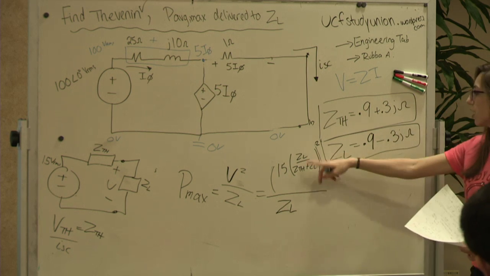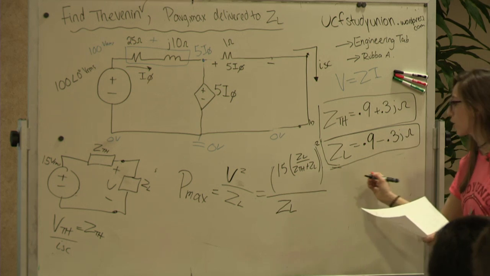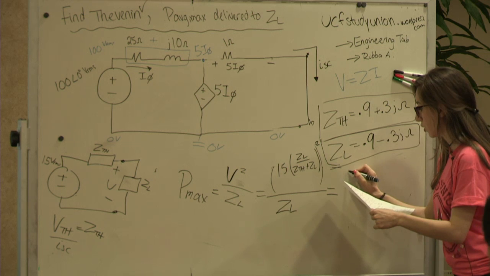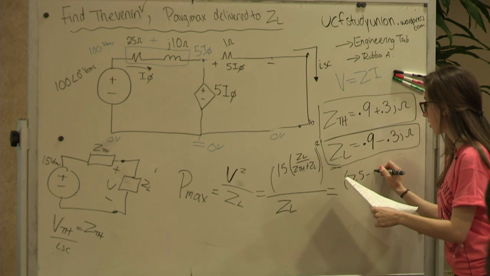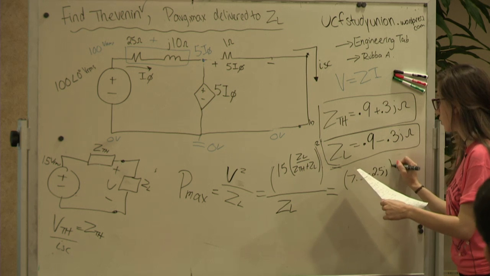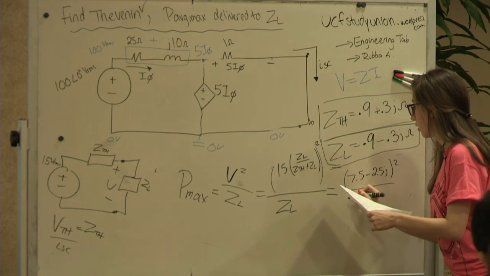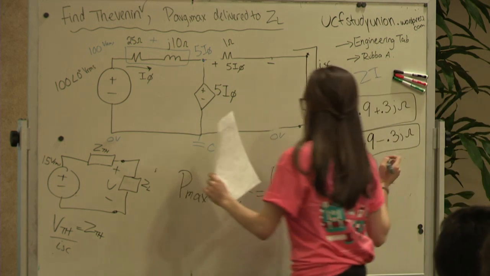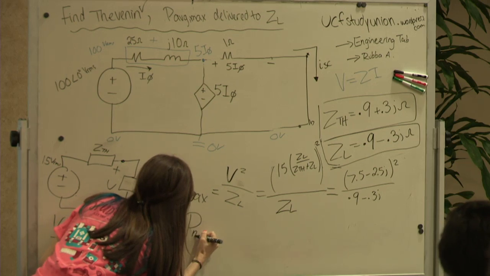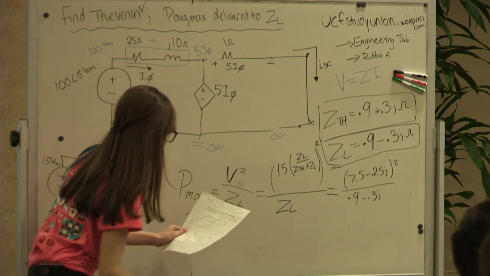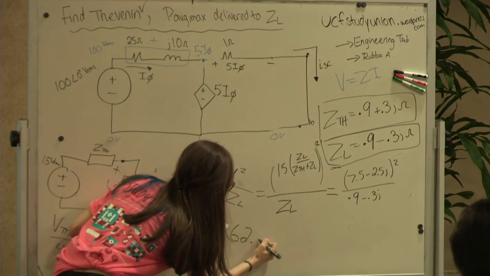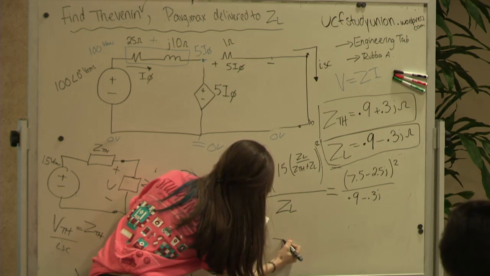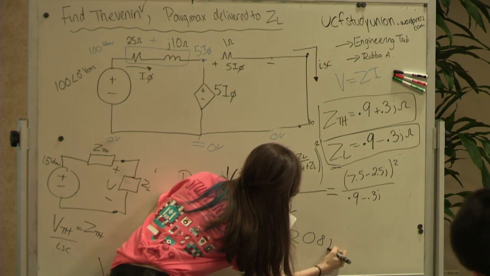You plug in this for ZL, and you plug in this for Z Thevenin, and you're actually going to end up getting, for the voltage, 7.5 minus 2.5J, squared over ZL, which is 0.9 minus 0.3J. And that's going to give you 62.5 minus 208J.